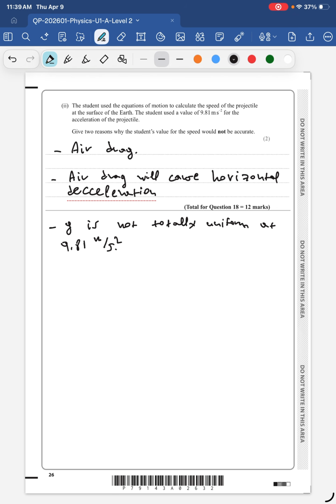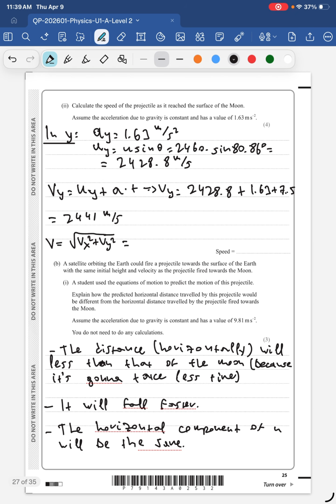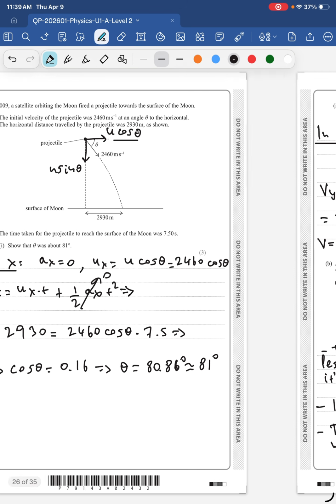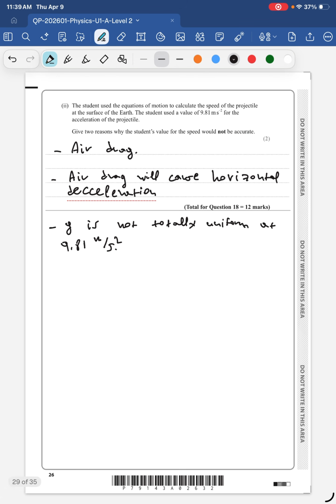Because you're going to throw this from a height. What was the height again? Let's find it. Do they mention this? They don't, but g is not totally uniform in general. It changes with height. All right, this was a long problem. This was question 18. So we are ready to move to question 19.